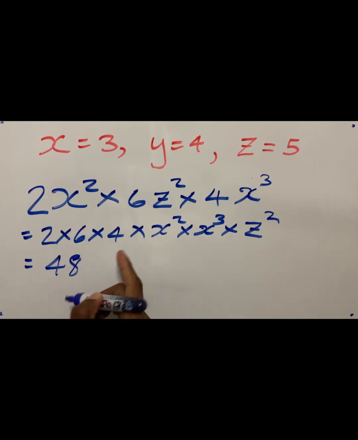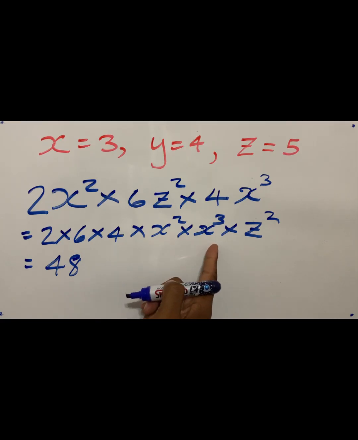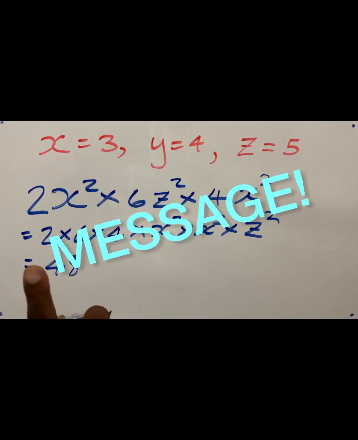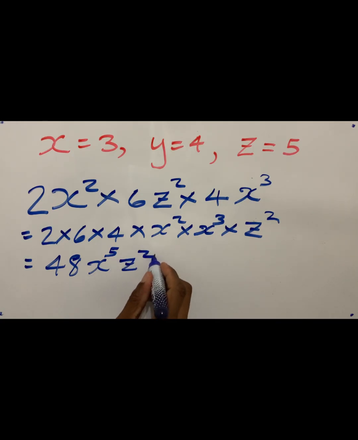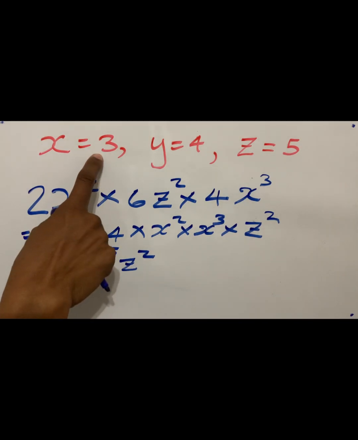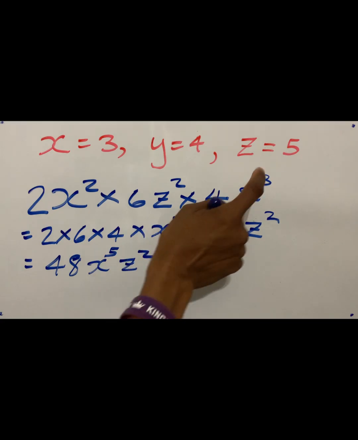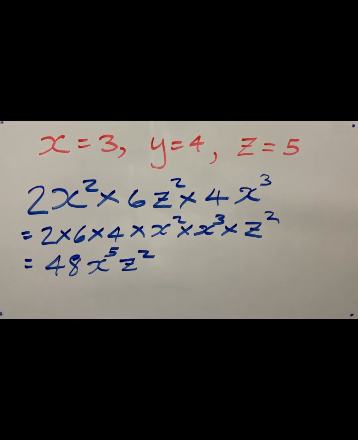Times, we have x squared times x cubed. Remember from our law of indices, check our playlist on indices and you'll understand this more. When we multiply like terms, we just add the powers. This is x raised to the power of 5 z squared. Okay? So if we wanted to find out the value of this expression, we could just substitute 3 where x is and 5 where z is.